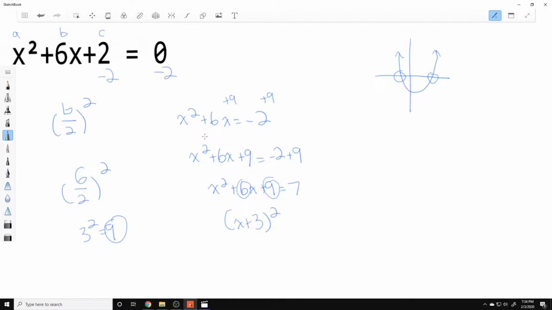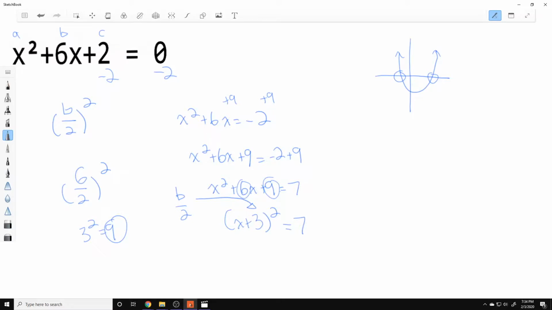An easy way to remember this, or do this without having to think about that, is just to use b divided by 2 and put that in there. In our case, 6 divided by 2 is 3, and that always works: (x plus b divided by 2) squared. And then this is going to equal 7, because we keep the other side.